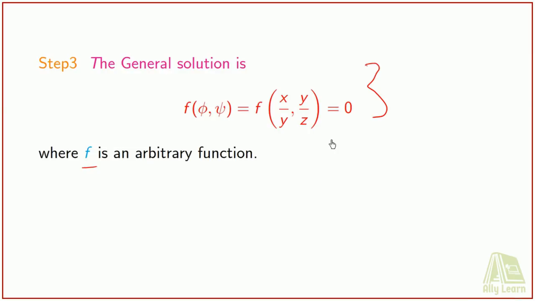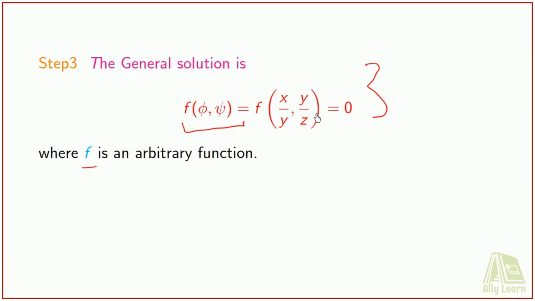Okay, so I hope you remember the steps. Firstly, we write the Lagrange subsidiary equations, then we calculate two solutions, phi and psi, of those Lagrange subsidiary equations, and they will turn out to be linearly independent. After that, we write a function of phi and psi. This f is an arbitrary function. So any arbitrary function of phi and psi will be the general solution of the given first order quasi-linear PDE.